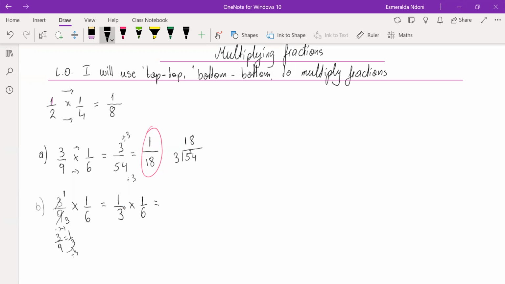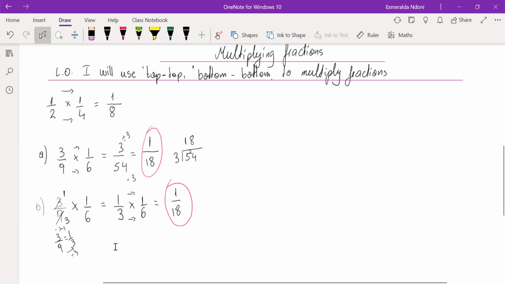Now, multiplying fractions. Hopefully you said top, top, bottom, bottom. Now I multiply, and the answer is 1 out of 18, same as we got previously. But it was a lot easier to multiply, and it was a lot easier to simplify 3 9s than to simplify 3 out of 54.